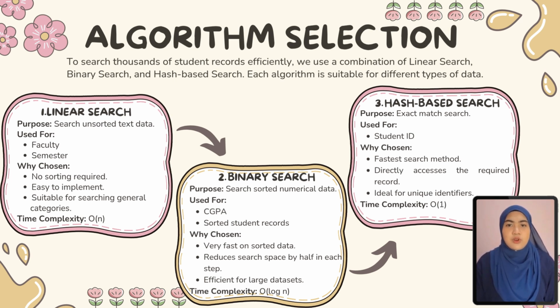Binary search is used for CGPA and sorted records. It is faster because it works on sorted data and reduces the search steps each time. Hash-based search is used for student ID. It is faster because it gives direct access to data. In summary, each algorithm is used for different types of data to improve system performance.